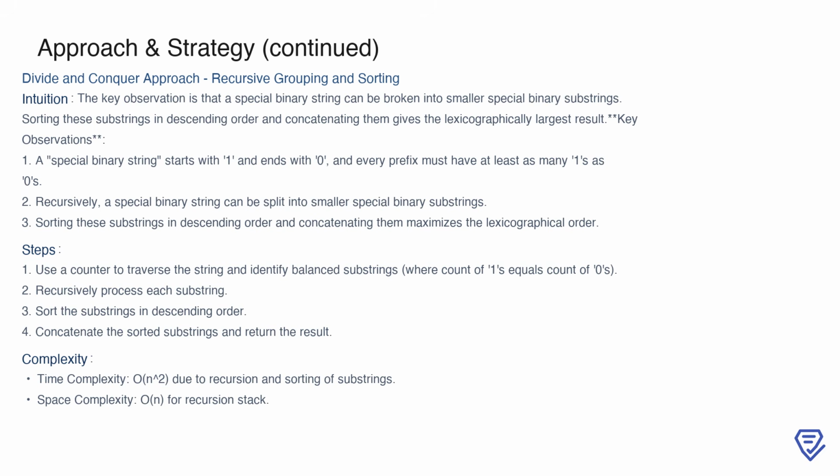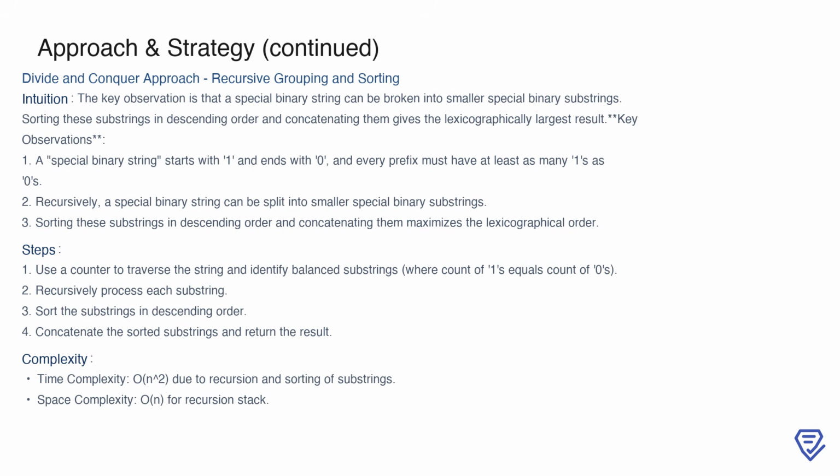A more effective strategy is the divide and conquer approach, which leverages the recursive structure of special binary strings. The key insight here is that a special binary string can be broken into smaller special binary substrings. By sorting these substrings in descending order and concatenating them, we can achieve the lexicographically largest result. To implement this, we start by identifying balanced substrings within the input string. A balanced substring is one where the count of ones equals the count of zeros, and additionally, every prefix of the substring has at least as many ones as zeros.